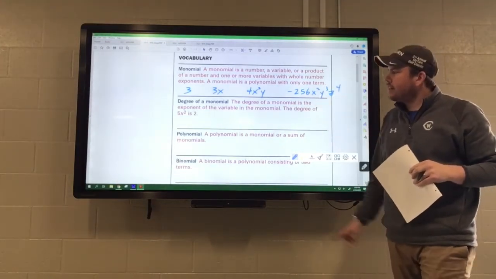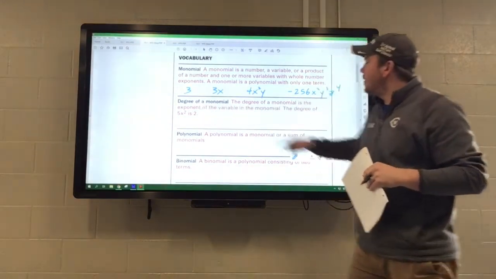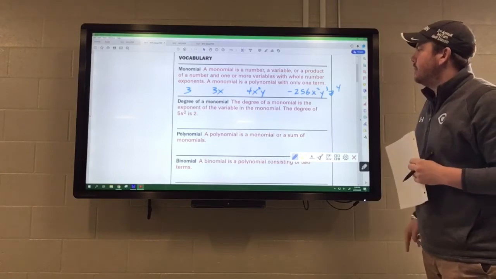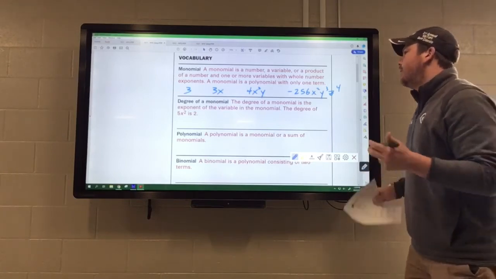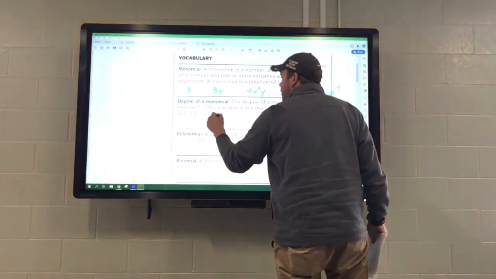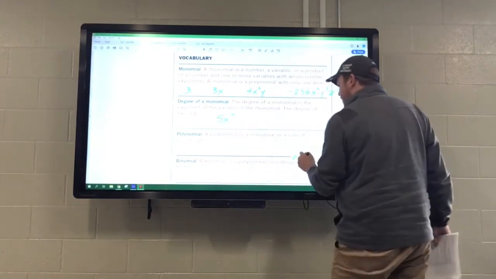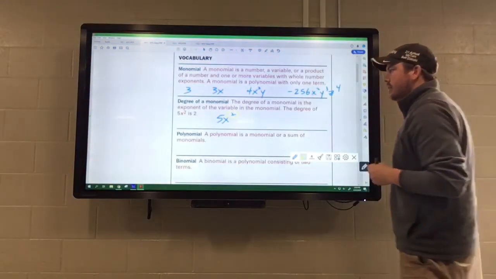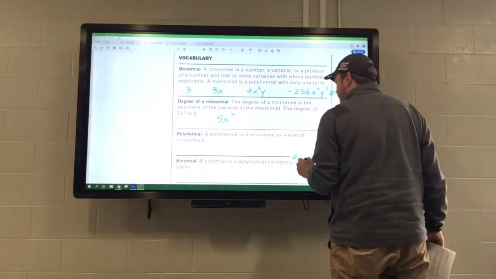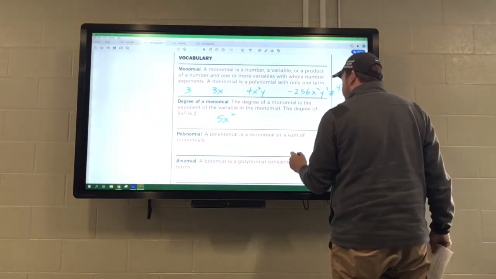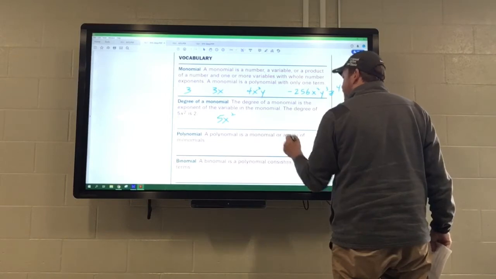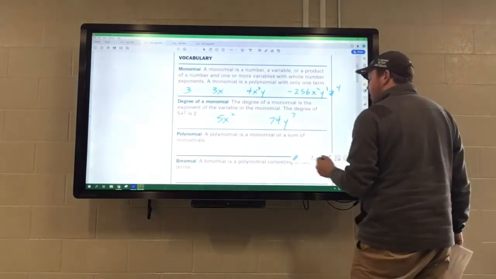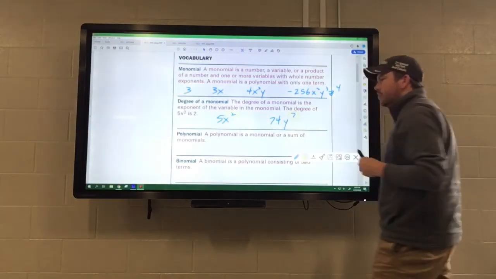All right? Now when we talk about the degree of a monomial, okay? The degree of a monomial is the exponent of the variable in the monomial. So if we have a monomial with just one variable, such as 5x squared, the degree is the biggest exponent. Okay? So it would be 2 in this case. If my monomial was 74 y to the 7th, okay, my degree would be 7.